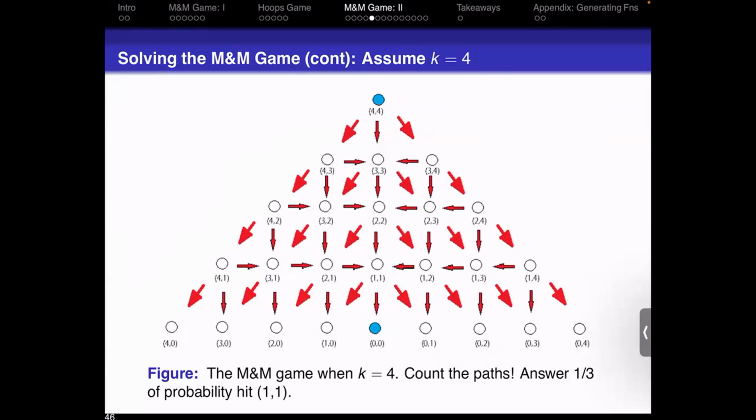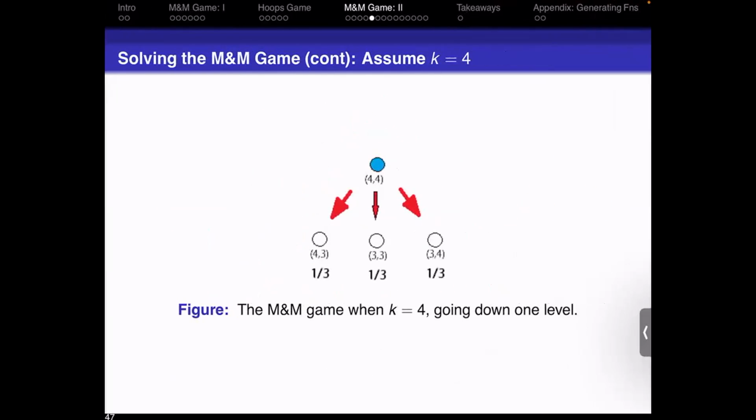So without doing all the sums and whatnot, if you don't see this, I can actually create a flow chart, and for reasonable values of k, I can do this. Or I can even just program it for the computer. So let's start with 4, 4. There are 3 possibilities. I can go to 4, 3, 3, 3, or 3, 4. Each happens 1/3 of the time. So now my probability of 1 is split equally among these 3 possibilities.